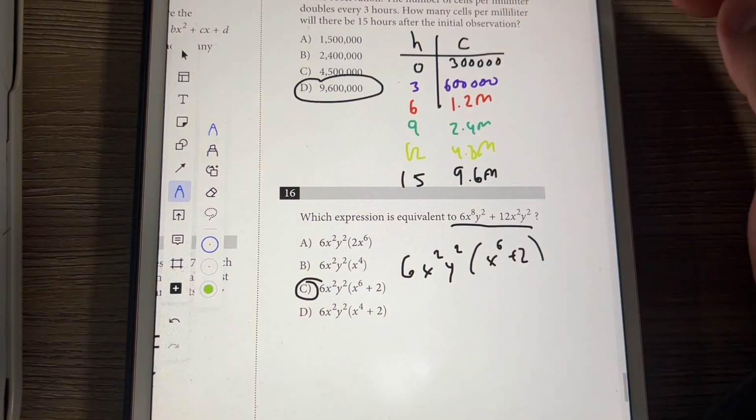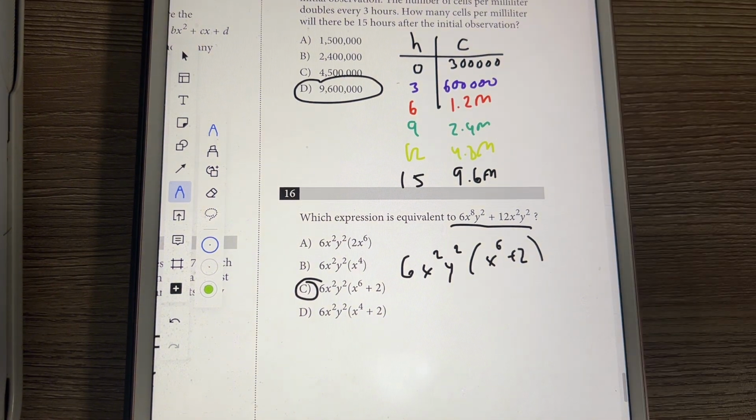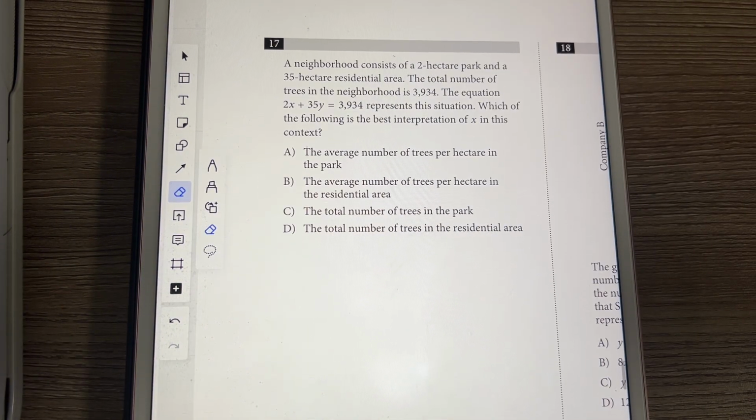We're going to go on now to question number 17, and this is where things start to get hard. Question number 17 is a lot harder than it looks. It's a conceptual question, so Desmos won't come in handy here. A neighborhood consists of a 2-hectare park and a 35-hectare residential area. The total number of trees in the neighborhood is 3,934. The equation 2x plus 35y equals 3934 represents this situation. Which of the following is the best interpretation of x in this context?